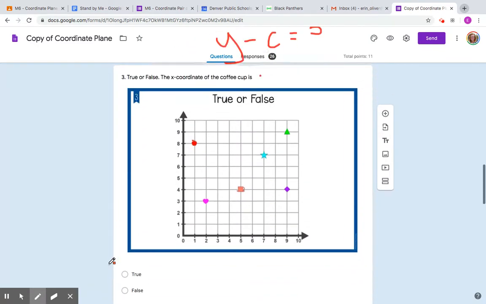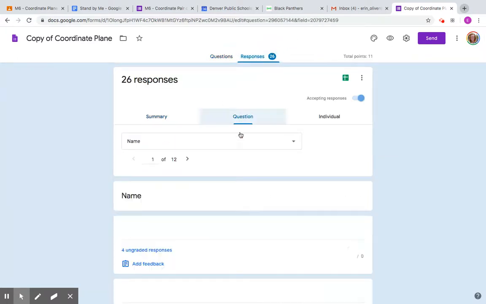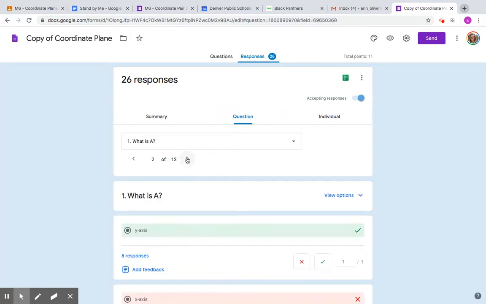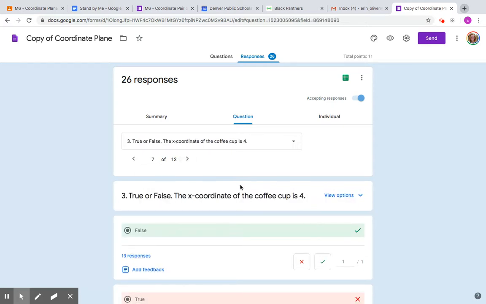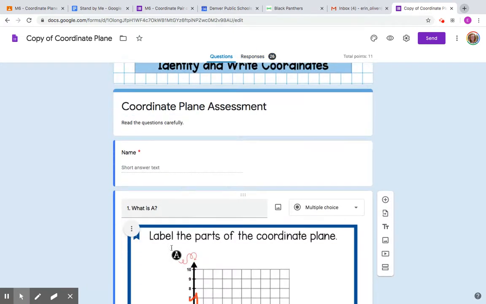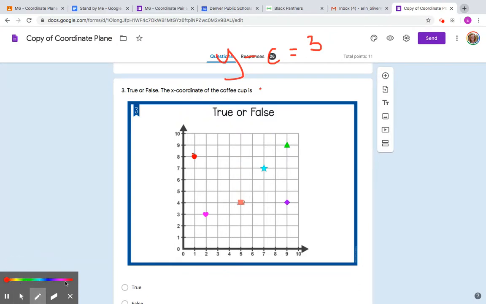Okay, now let's take a look at this next one. True or false? The x-coordinate of the coffee cup is, well, it's blank there. How am I supposed to know? Let's go look. Is 4. So we're trying to see if our coffee cup has an x-coordinate of 4. So let's take a look at our coffee cup right here.